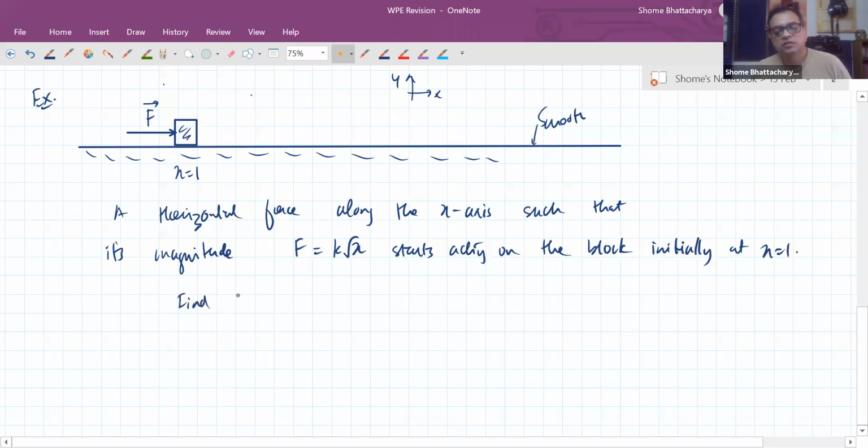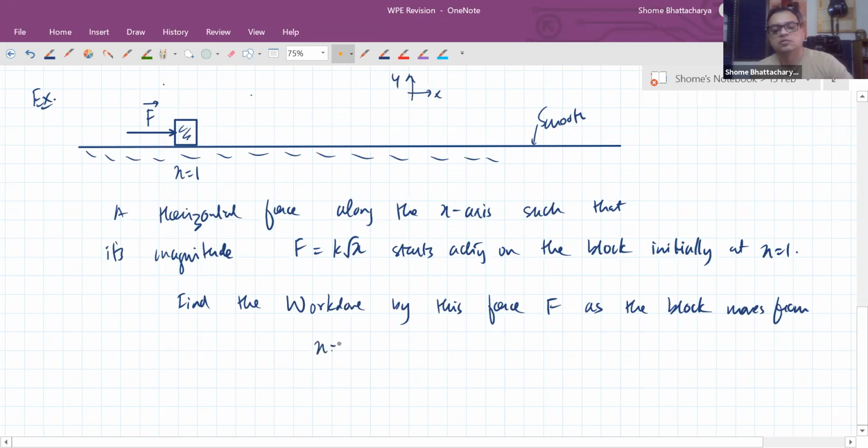So find the work done by this force as the block moves from x equal to 1 (this x is in meters) to x equal to 25 meters. Given k is 20 newtons per meter to the power half.